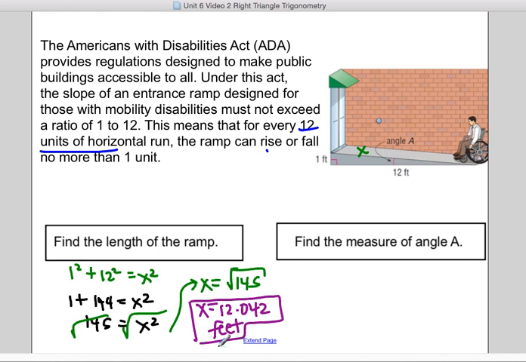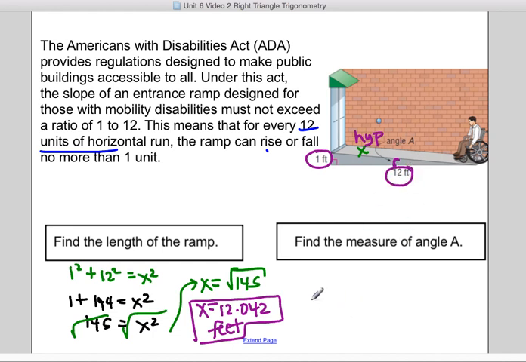Now we need to find the measure of angle A. Here is angle A, and I'm trying to figure that out. For this one, you're going to need to use a trig function, either sine, cosine, or tangent. We always know the longest side is the hypotenuse, but we don't want to use that piece of information because it wasn't originally given to us. We found that one. We want to use the information of 1 and 12 to figure out angle A.